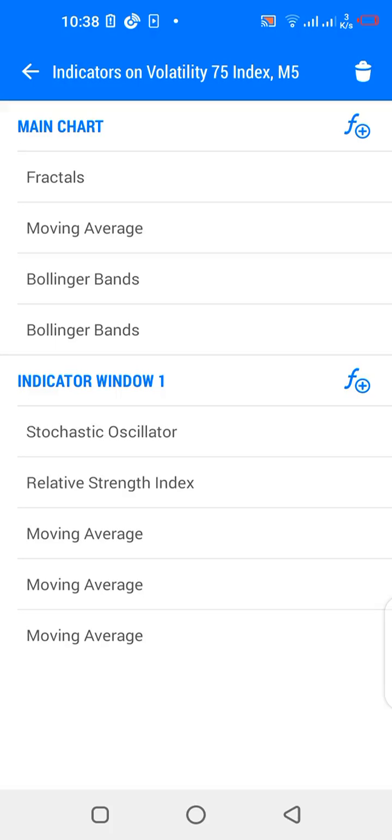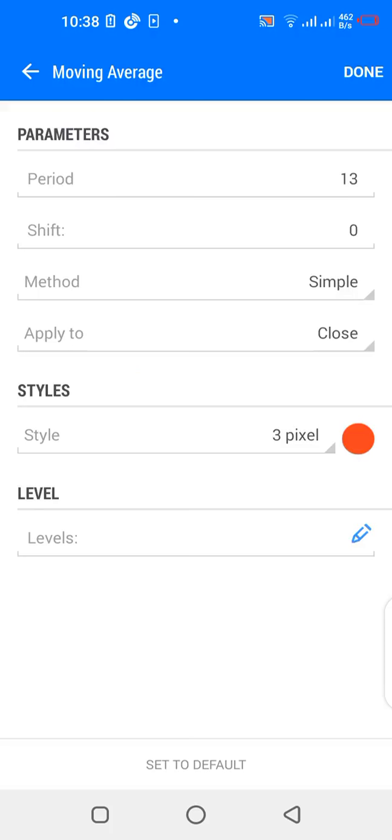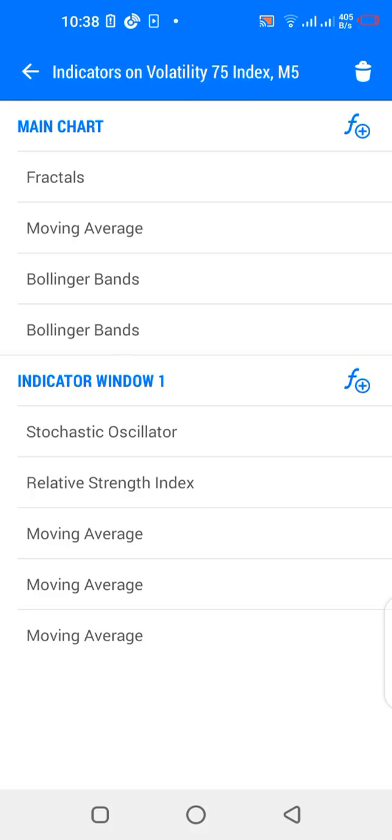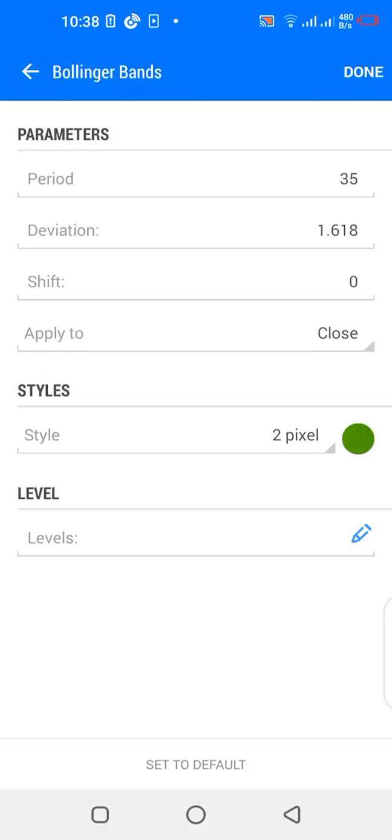Now on the main window, we have a moving average, a 13 period simple moving average, applied to close. The color is red. Apart from that 13 period moving average, I have two Bollinger Bands. The first Bollinger Band is a 35 period Bollinger Band, deviation is 1.618, shift is 0, applied to close, and the color is green.